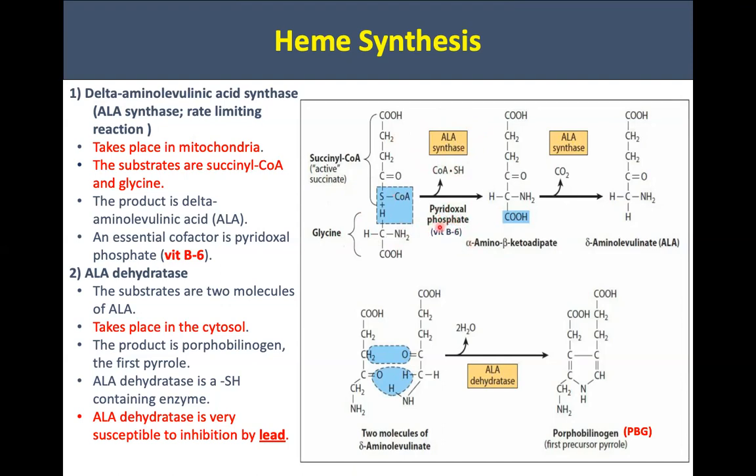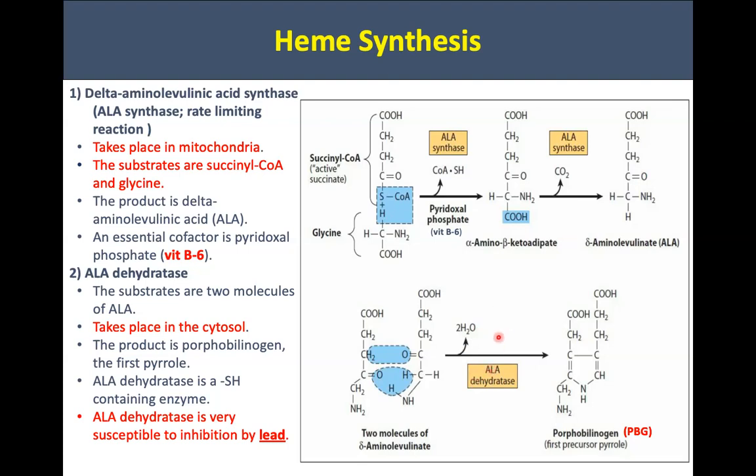What is the essential cofactor for ALA synthase? It's vitamin B6. Okay, so now that I have my ALA molecules, what's going to happen in the second step is that my ALA is going to leave the mitochondria, go into the cytosol, and two of the ALA molecules are going to attach together, and using the enzyme ALA dehydratase, form a molecule of porphobilinogen, which is also called PBG. So again, two ALA molecules combine together to form PBG using the enzyme ALA dehydratase. It's called dehydratase because it removes a water molecule or two water molecules.